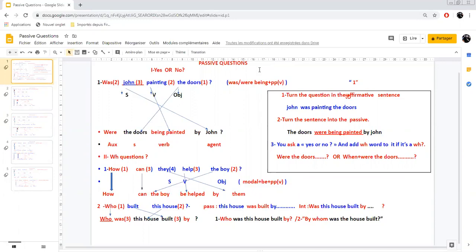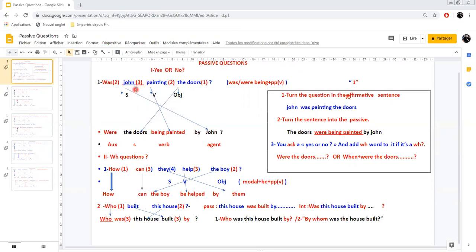Of course, the first way here, which is in the table, is that you turn the question into an affirmative sentence, which is "John was painting the doors." Then number two, you turn the sentence into the passive. And then number three, you turn the passive into a yes or no question. Or you can use the second way here, of course.